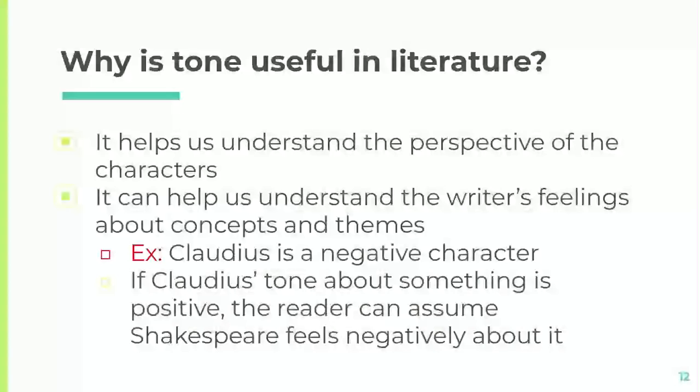So what I'm talking about here, okay, for example, Claudius, pretty negative character. Everyone agreed that he was a big slime ball and we hate him. But if Claudius's tone about something is very, very positive, and we know that he's a big scumbag and we hate him, then we can begin to infer that Shakespeare feels negatively about whatever Claudius likes. These are the subtle ways that we can use tone to understand a writer's deeper ideas.